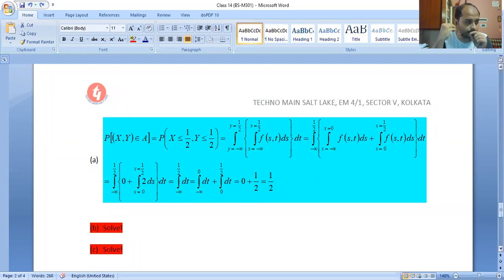The total marks in the examination will be 25. 12 into 2 is 24. So there will be 12 MCQ type questions of 2 marks each, and one question will be of 1 mark. So thus we will be getting 25. The exam will be taken through Google Classroom.